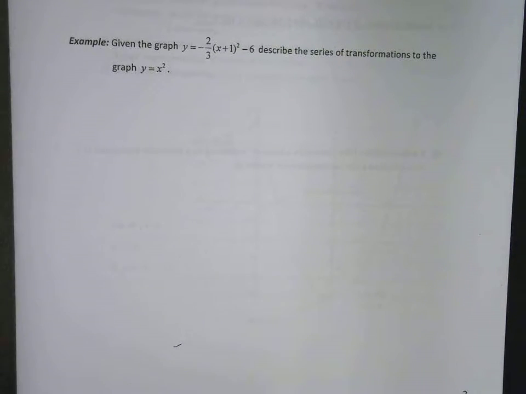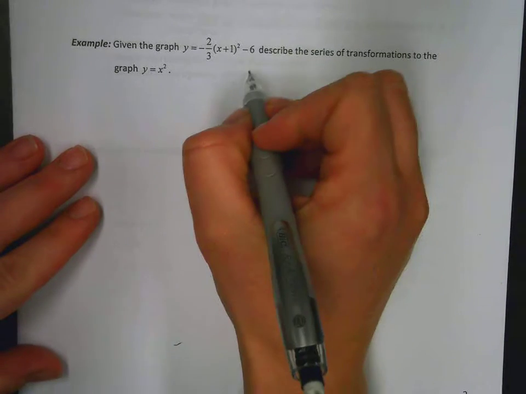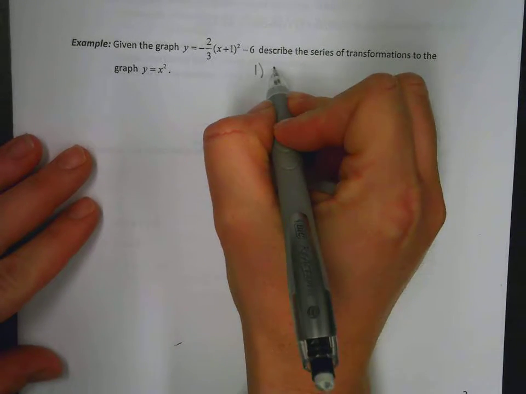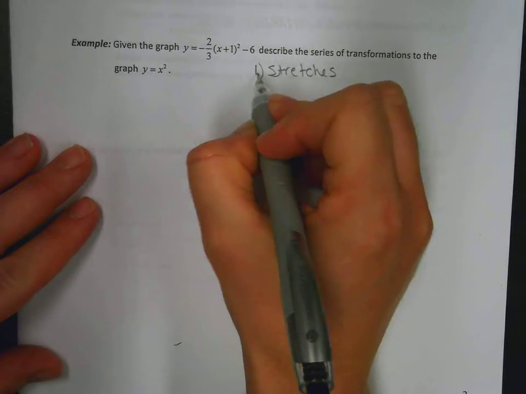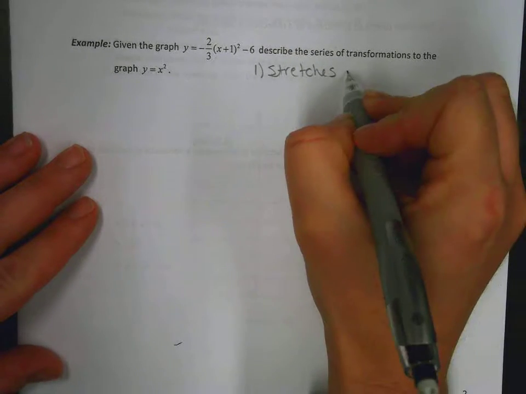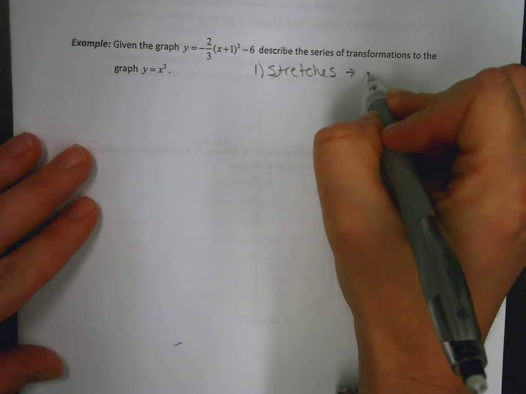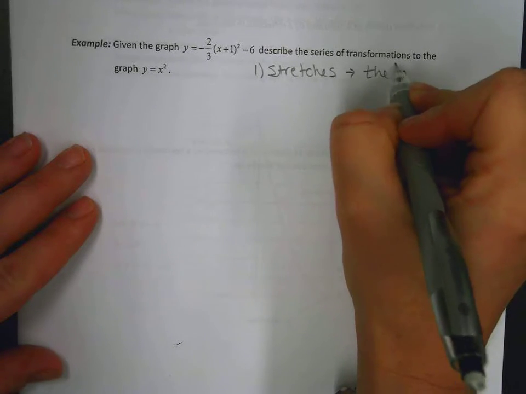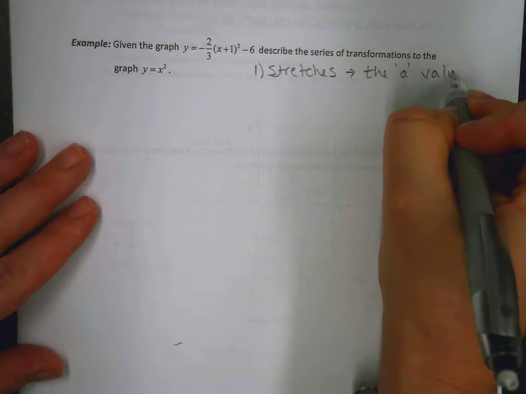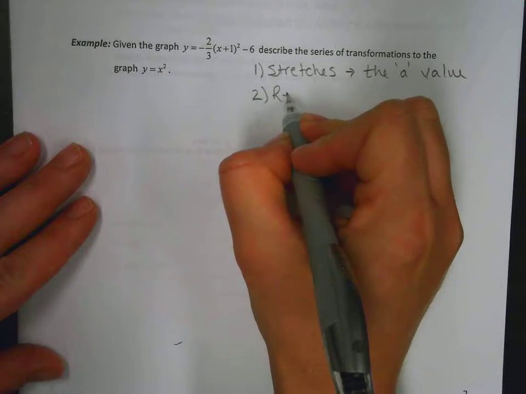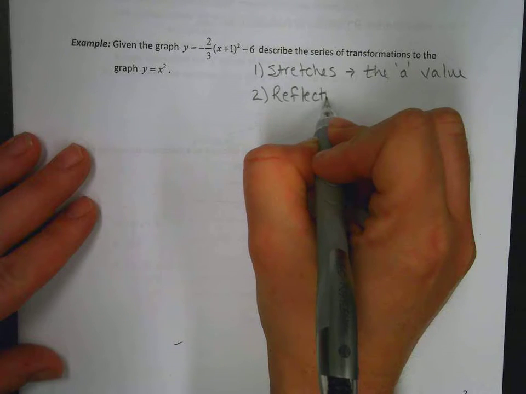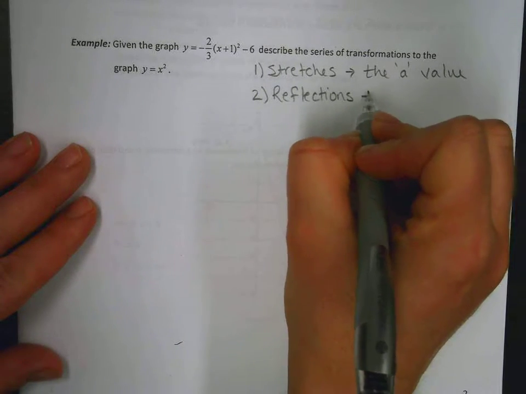And then after you talk about your stretches, which relates to the a value, then you're going to talk about any reflections if there are any. Reflections occur if the a value is negative.